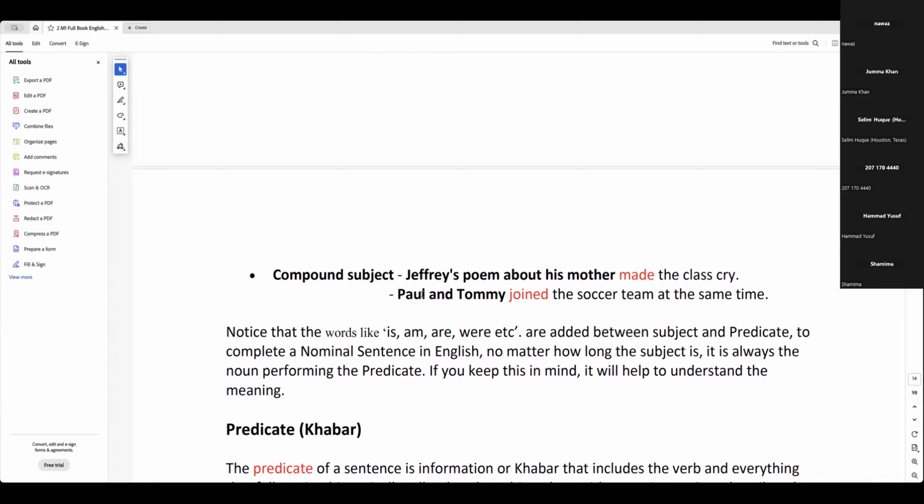Similarly, below, Paul and Tommy joined the soccer team at the same time. Join the team at the same time. That is the compound subject. Paul and Tommy joined, yeah?